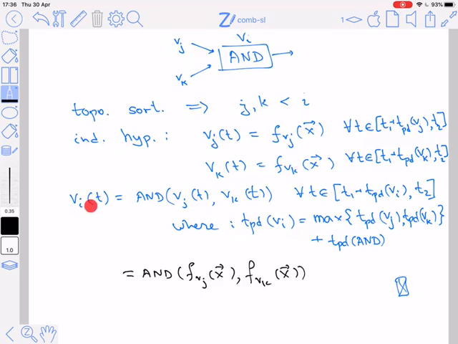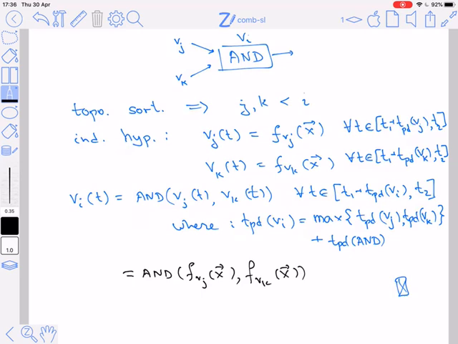Now, what does Vi do? It takes these two inputs and it does the AND of them. So we have Vi of t equals the AND of Vj of t and Vk of t for every t in the interval starting from t1 plus TPD of Vi until t2. What is TPD of Vi? Well, we look at the last input which becomes stable. That would be the maximum of the two propagation delays, plus the local propagation delay of the AND.